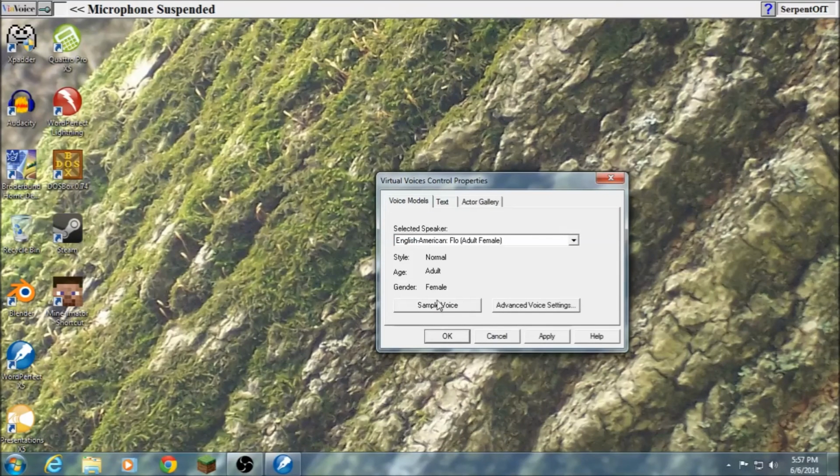This is a sample of English American. Flo, adult female. This is a sample of English American. Flo Tel, adult female for telephone.